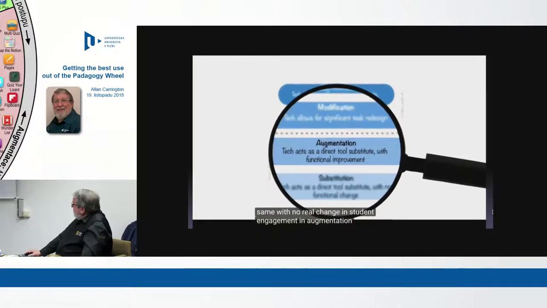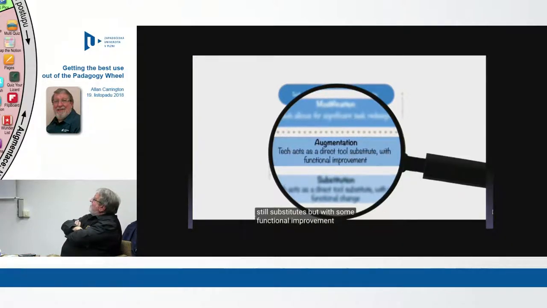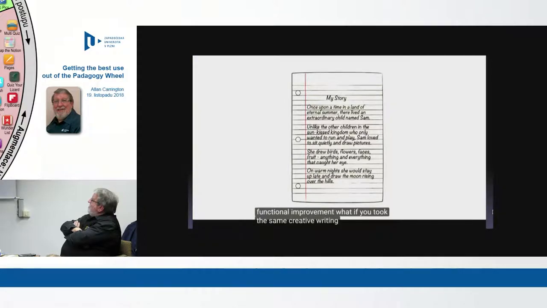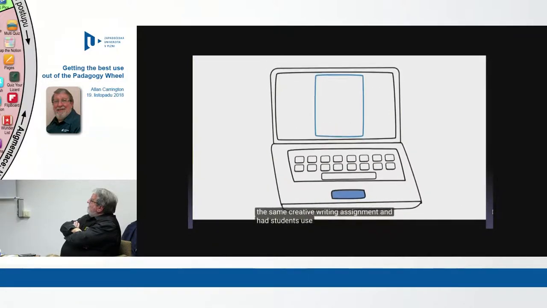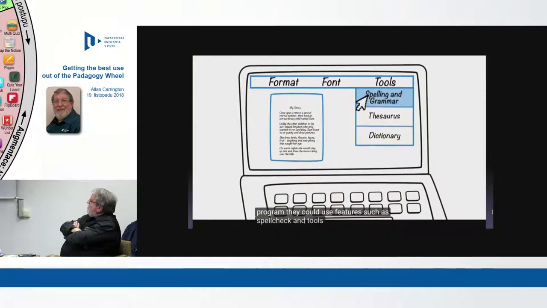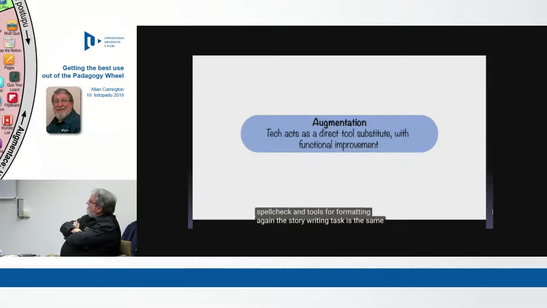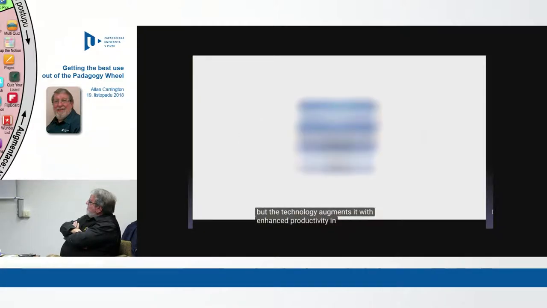In augmentation, technology still substitutes, but with some functional improvement. What if you took the same creative writing assignment and had students use a word processing program? They could use features such as spell check and tools for formatting. Again, the story writing task is the same, but the technology augments it with enhanced productivity.